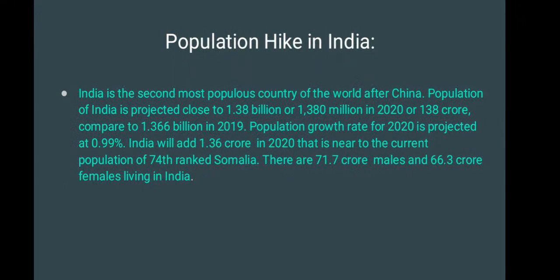Population growth rate for 2020 is projected to be 0.99%. India will add 1.36 crore to the current population, ranking 74th, as with Somalia. There are 71.1 crore males and 36.3 crore females living in India. This is categorized with the census, as we discussed in the previous one. This is what exactly helps us know how many males and females there are. This happens through the survey being taken, right?